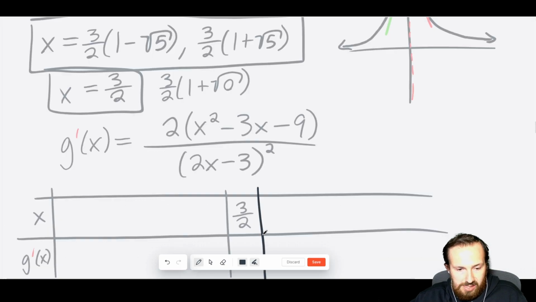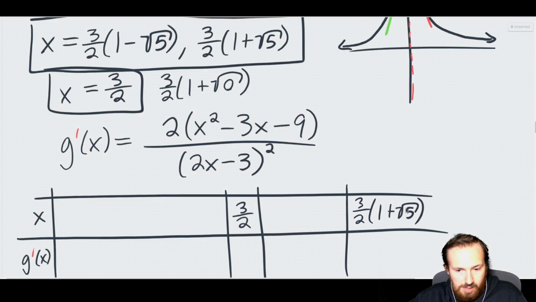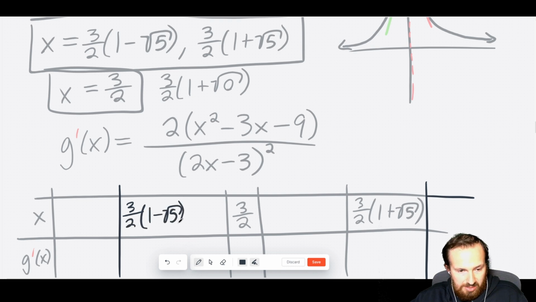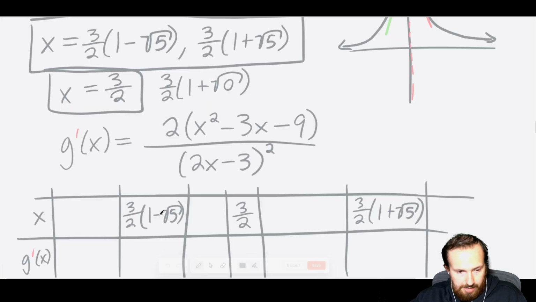But 3 halves is going to be between these two. So 3 halves times 1 plus square root of 5, we know that has to be bigger than 3 halves because square root of 5 is a positive number. It's like if we didn't have square root of 5 here, clearly that would just be 3 halves. And now we're just adding some positive number. So yeah, that's clearly got to be bigger than 3 halves. And then by similar logic, we can figure out that 3 halves times 1 minus square root of 5 has to be less than 3 halves. Again, because if we didn't have the minus square root of 5 here, that would be 3 halves.